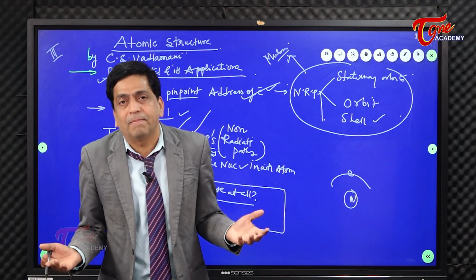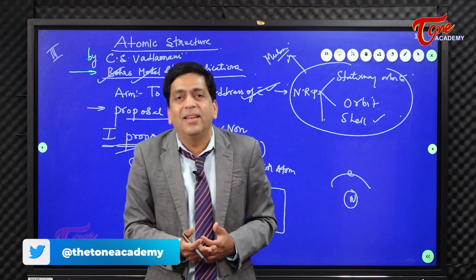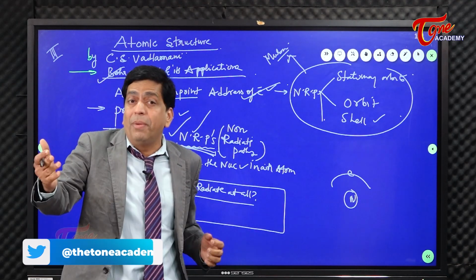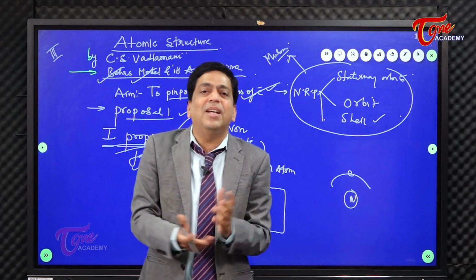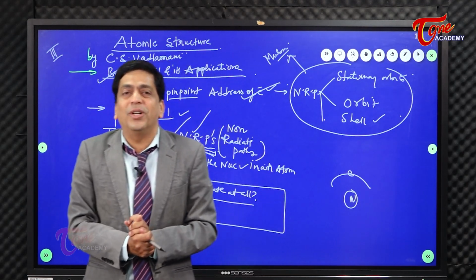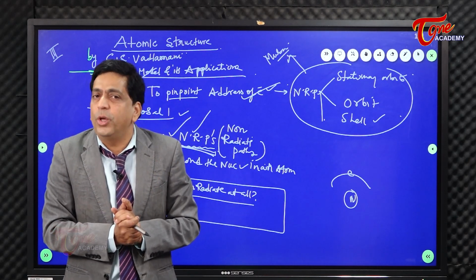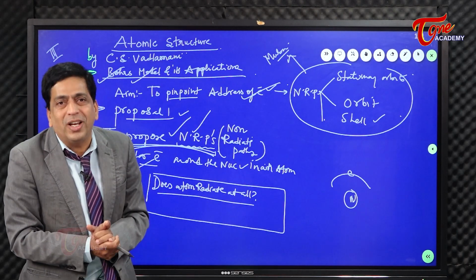You require an equation. You just cannot say the orbit is non-radiating. When it's non-radiating, the electron's energy must be constant because you're neither emitting energy nor absorbing energy. If you say that the energy of the electron is constant, people will question you. People will ask you, how do you calculate it and how much is this? So it's time to get into equations.